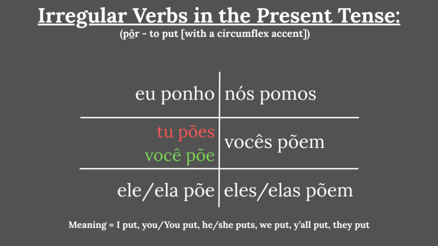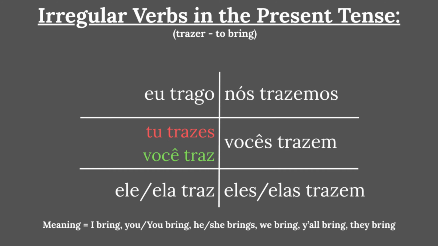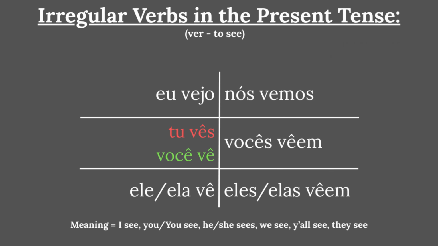A different verb is pôr, to put, with a circumflex accent. Ponho, pões, põe, pomos, põem. Here, most conjugations are irregular, following a letter combination and a tilde. Another verb is trazer, to bring. Trago, trazes, traz, trazemos, trazem. Trago has an irregular stem change, while traz doesn't have a vowel in the end. Another verb is ver, to see. Vejo, vês, vê, vemos, veem. Vejo has an irregular stem change, and most conjugations receive a circumflex accent.